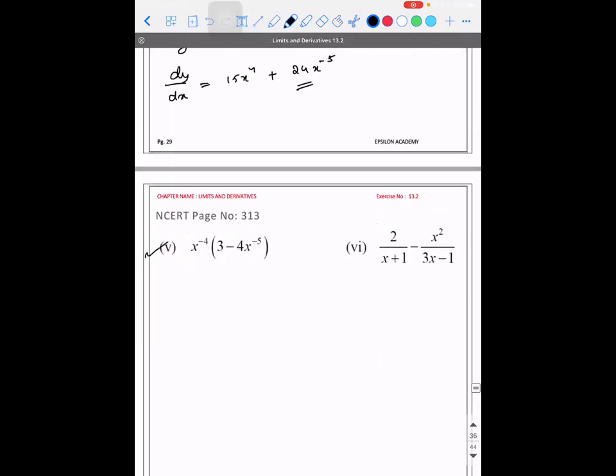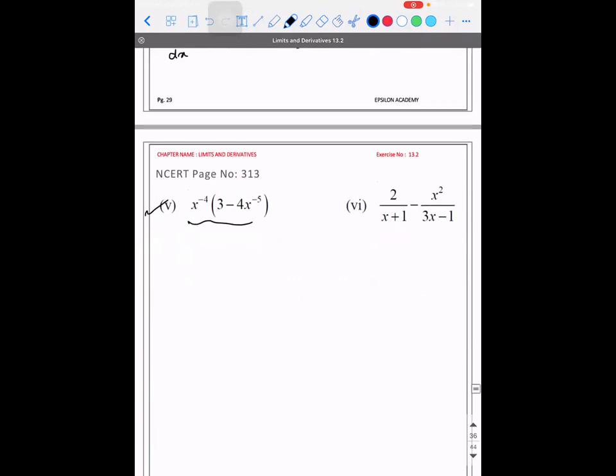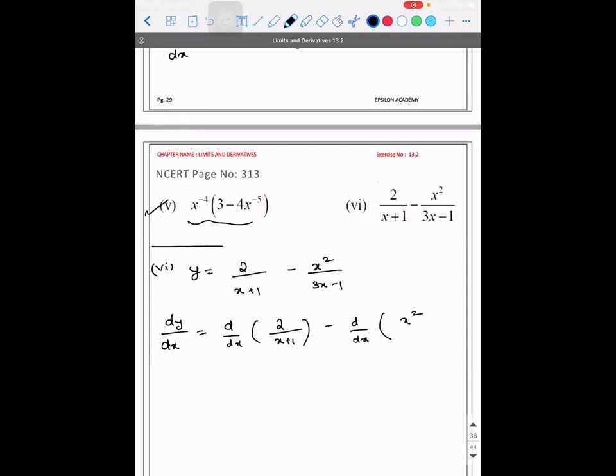Right. So these two, fifth one, I'm leaving it to you. I'll do the sixth one. Y is equal to 2 by x plus 1 minus x square by 3x minus 1. So what is dy by dx? d by dx of 2 by x plus 1 minus d by dx of x square by 3x minus 1. Did you understand what I did? We use subtraction. Yes. So how to solve this?